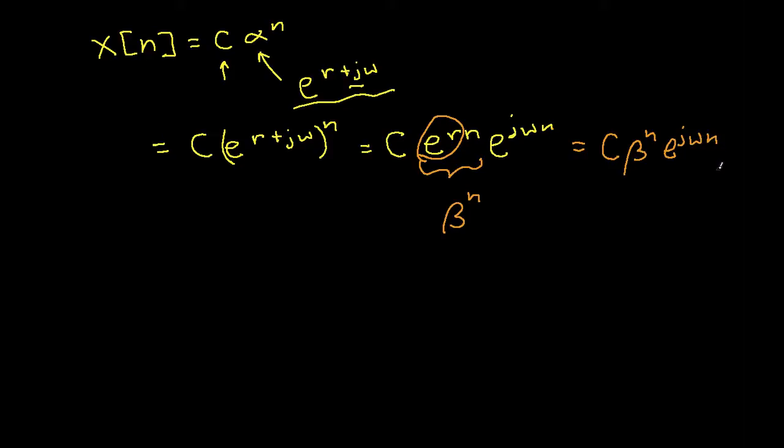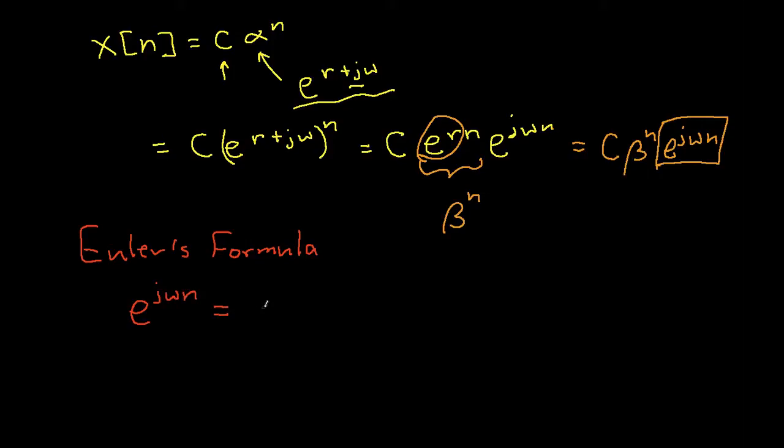And why do I want to do that? Well, let's start with this e to the j omega n thing. Those of you that have not yet heard of Euler's formula will hear more about it than you really want in a signals and systems class. The idea is that e raised to an imaginary number can be written as the cosine of omega n plus j times the sine of omega n.